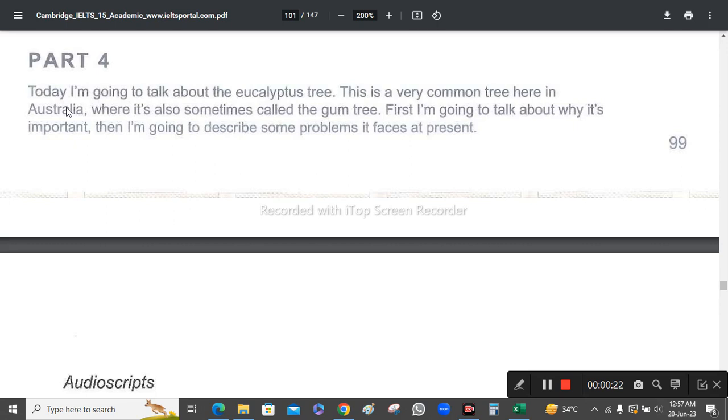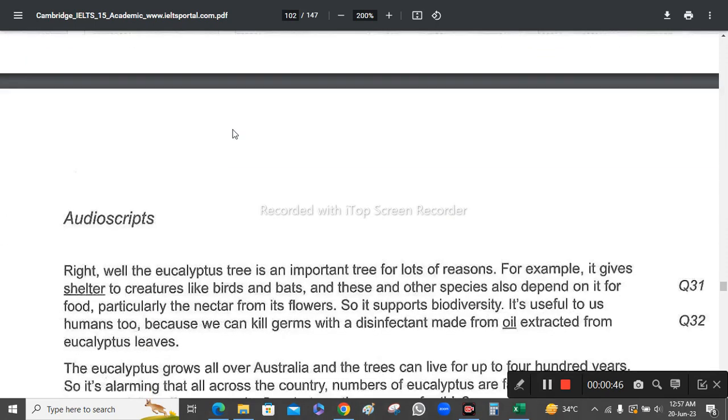Part 4. Today I'm going to talk about the eucalyptus tree. This is a very common tree here in Australia, where it is also sometimes called the gum tree. First, I'm going to talk about why it is important. Then I'm going to describe some problems it faces at present.